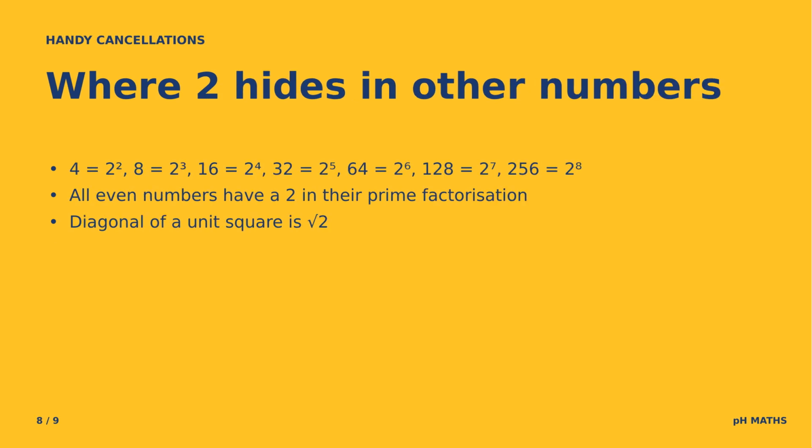Where 2 hides: 4 is 2 squared, 8 is 2 cubed, 16, 32, 64, 128, 256, all powers of 2. Every even number by definition has a 2 in its prime factorization, and the diagonal of a unit square is root 2. Pop up a 1 by 1 square and Pythagoras delivers root 2 every time. Spot the pattern, save time.